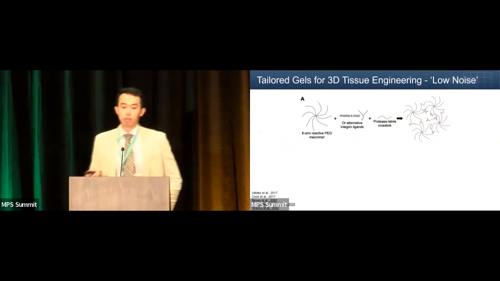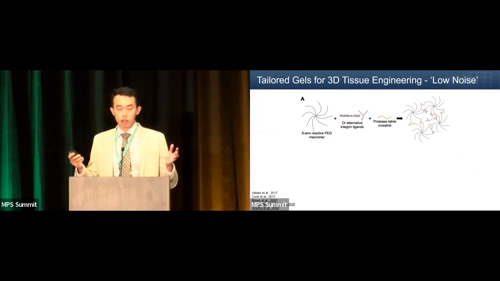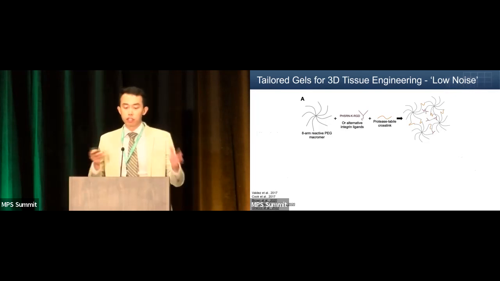If we are to look at tissue compartment crosstalk, you need a low noise environment.